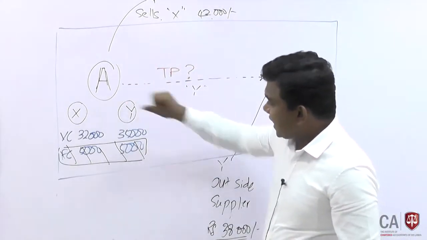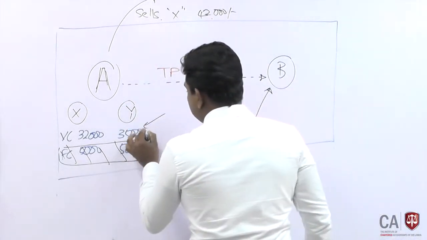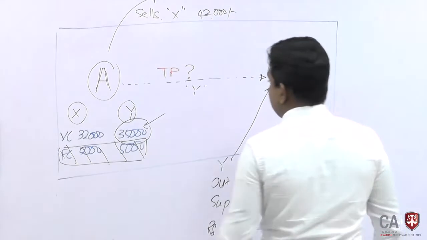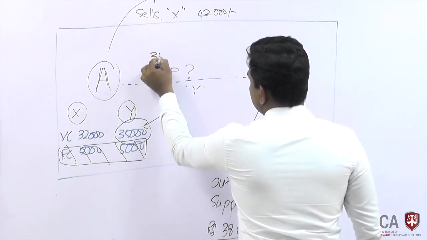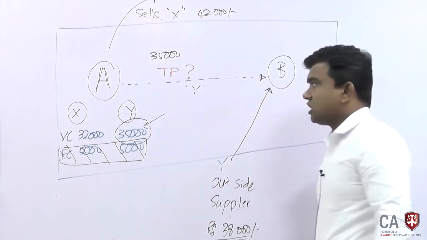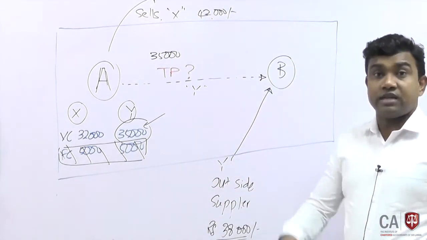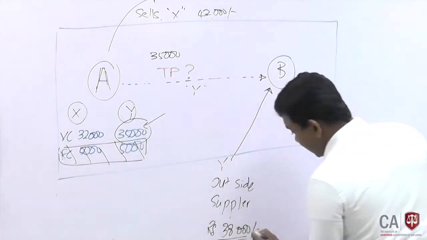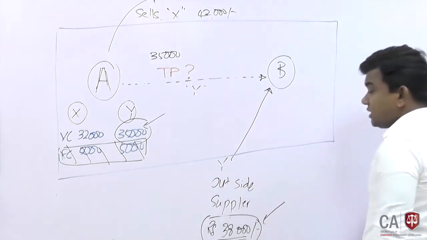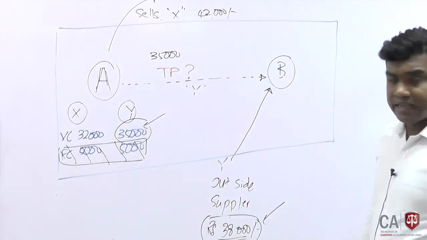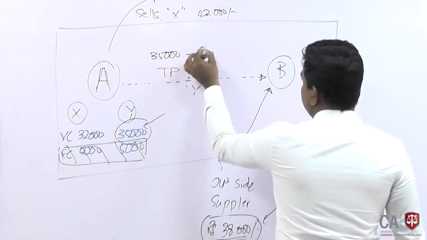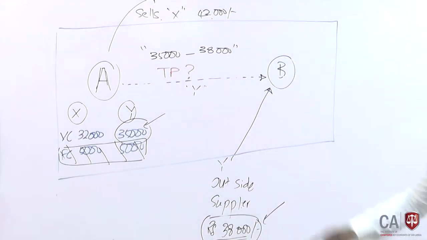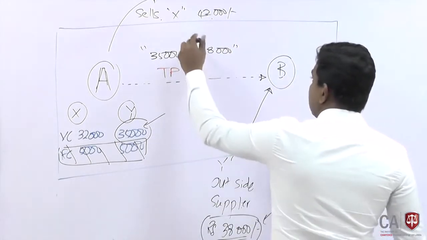If A produces Y, their actual relevant cost is 35,000 rupees. Therefore, A must at least charge 35,000 rupees for product Y because they are incurring 35,000. But they cannot increase the price more than 38,000. The reason is B can buy it from outside at 38,000. Therefore, they must set the price between 35,000 and 38,000 rupees. The better price would be a middle price.